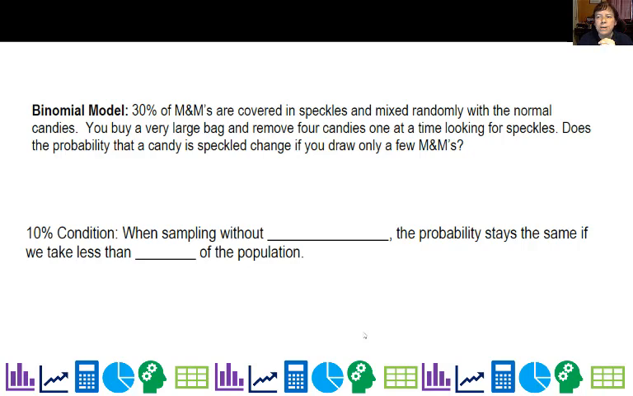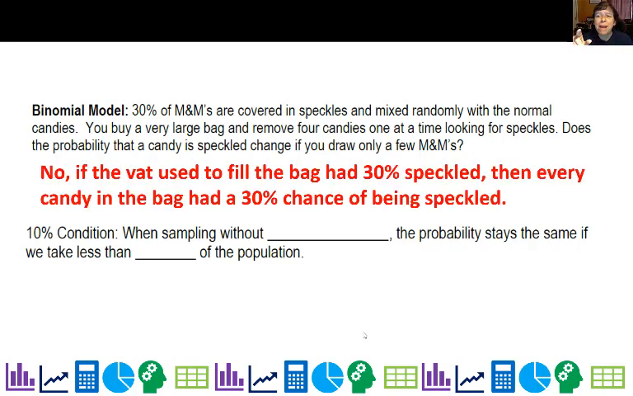Does the probability that a candy is speckled change if you draw only a few M&Ms? Honestly, I don't know if it really matters if you draw from the whole bag or not, but definitely if we do a small percentage. But I'm going to say that when they manufactured it, that's where the 30% M&Ms were set. And before they filled the bag, every M&M that went in there had a 30% chance of being speckled. So the probability doesn't change for any of the individual M&Ms.